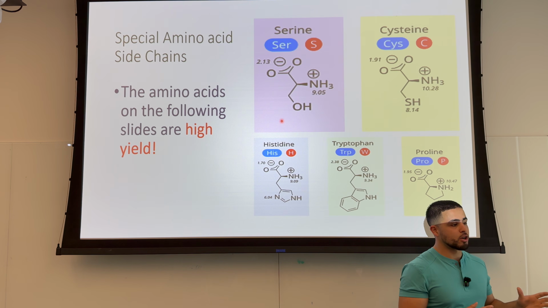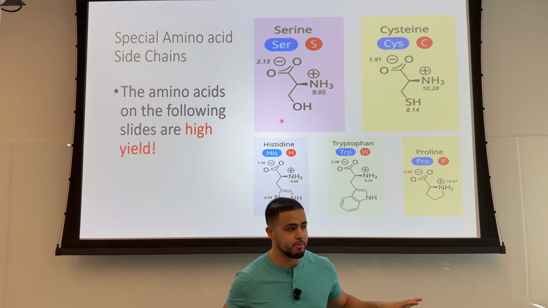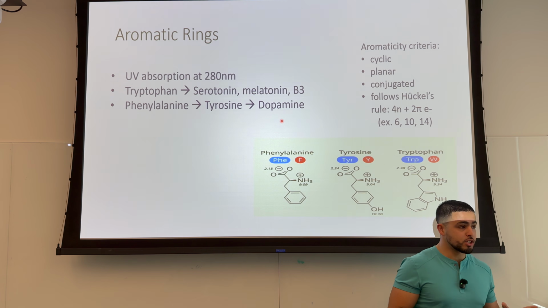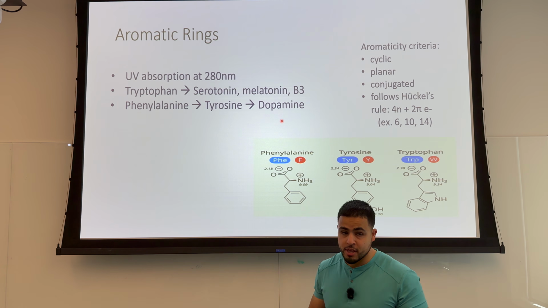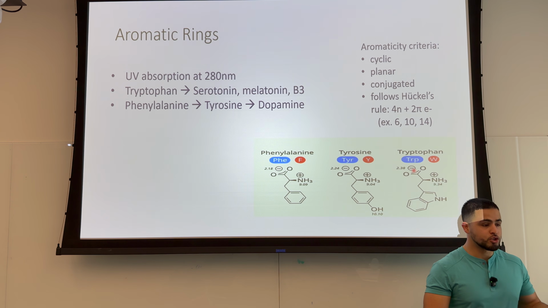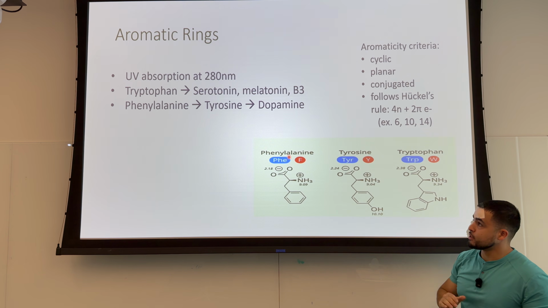All right, so now let's talk about the special amino acid side chains. This is extremely high yield on the MCAT. This shows up all the time, so please pay very close attention. We're gonna start off with the aromatic rings. So the aromatic ring amino acids include phenylalanine, tyrosine, and tryptophan. So notice how they all have these aromatic rings in their structures.